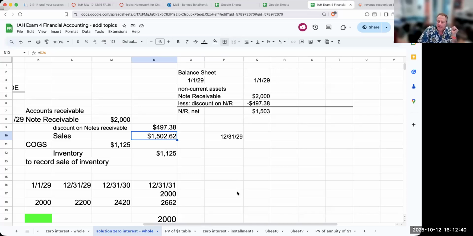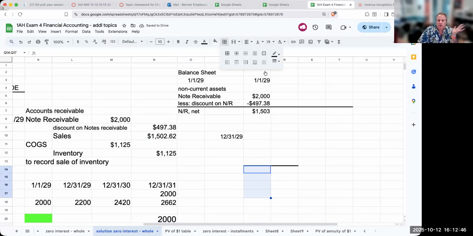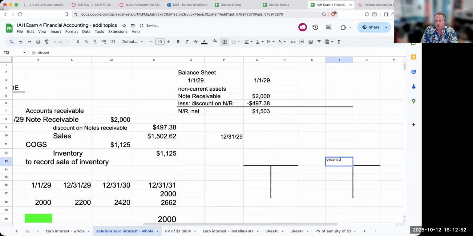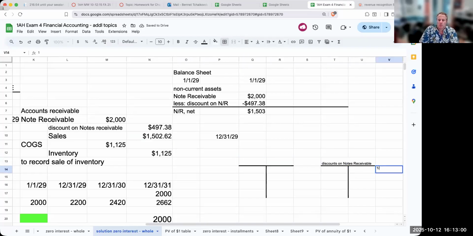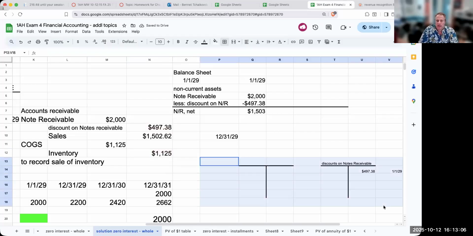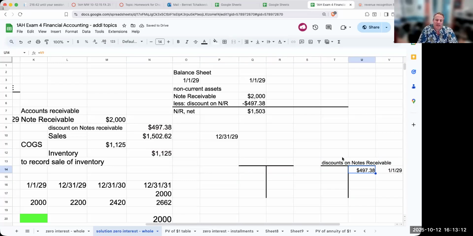What's going to happen is that I'm going to make a journal entry. Right over here, I have a discount on notes receivable. My discount on 1/1/29 was 497.38. This discount on notes receivable is a contra asset account. It's really holding in that interest revenue. So what I'm going to do at 12/31/31 is record interest revenue.